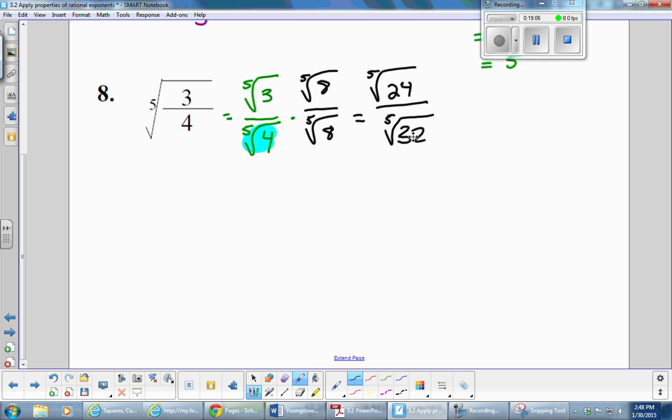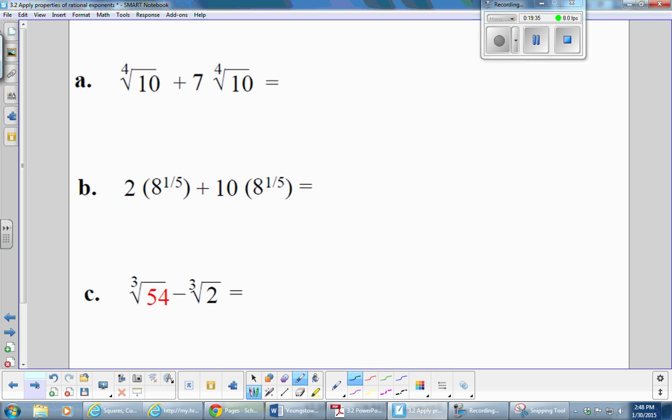So now, the bottom we know is going to be what? What's the fifth root of 32? 2. And the top is going to be what? Nothing, right? Because it doesn't break down nicely. So you're just going to leave it as it is, and you're actually simplified there. You don't have to go any further than that. That's as far as it'll go. Good. So hopefully you did well on those. If not, we have more practice coming, so don't stress at all.